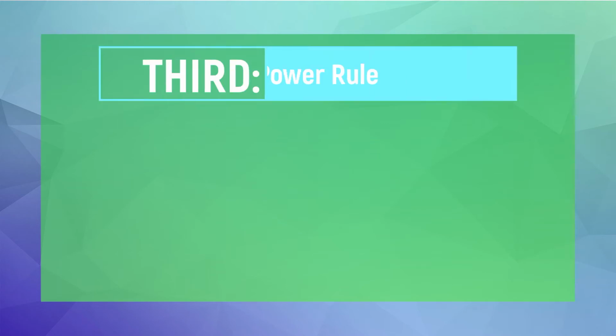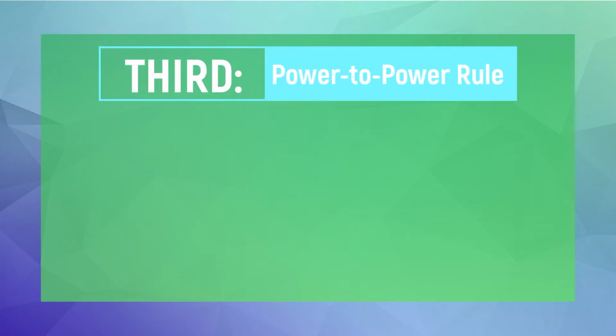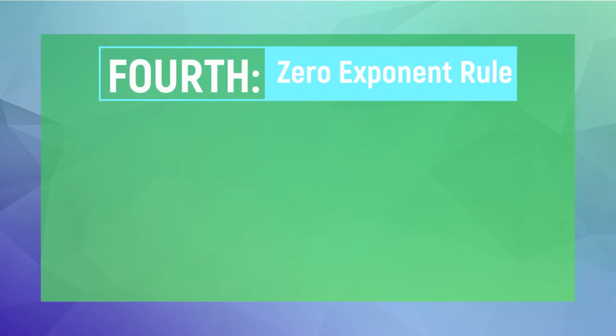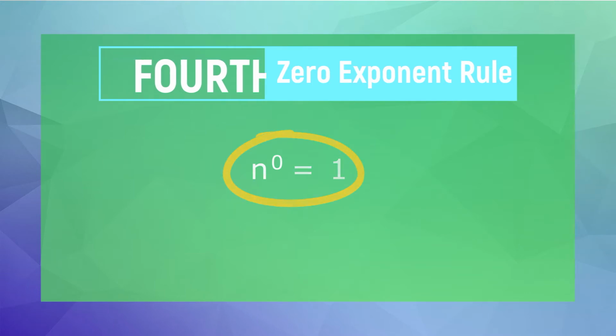The third rule would be the power to power rule. For any number n to the power of x raised to another exponent, which is y, we just simply multiply their exponents and copy the base, which results in n to the power of xy. The fourth rule is the zero exponent rule. Any number with an exponent of 0 will always be equal to 1. For example, n to the power of 0 is equal to 1.